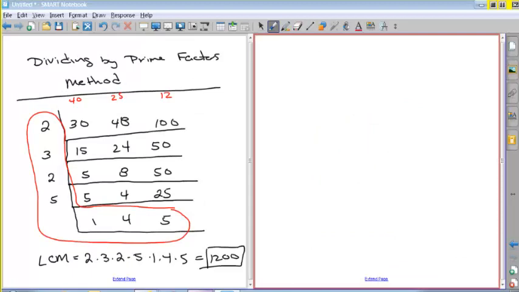Okay, so those are the methods for greatest common factor, least common multiple. So that's pretty much it for that. Then we have the Fibonacci sequence.